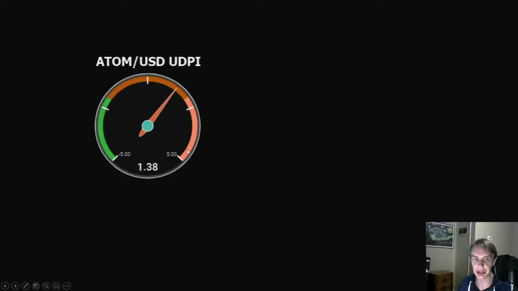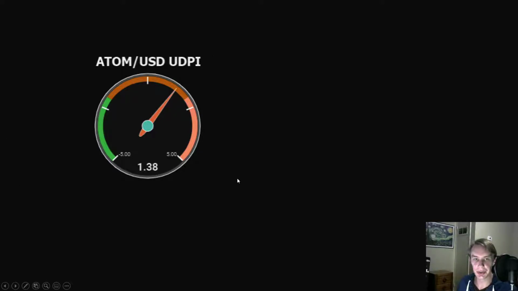What will be interesting to see is whether Atom ends up running further, breaking the high that it put in September. If so, the UDPI says that's definitely possible. It has upside potential left in it. It could absolutely do that. Or it might not. It might get rejected off of that previous high, and it might need to consolidate a little bit longer. But regardless, what the UDPI is suggesting right now is that Atom might still be at a bit of an overheated point, where the risk-reward ratio isn't totally in your favor.